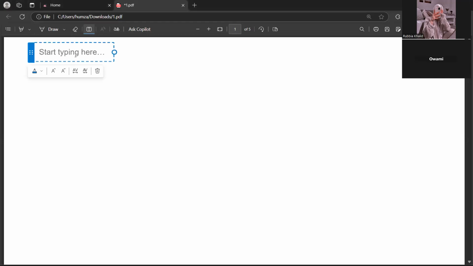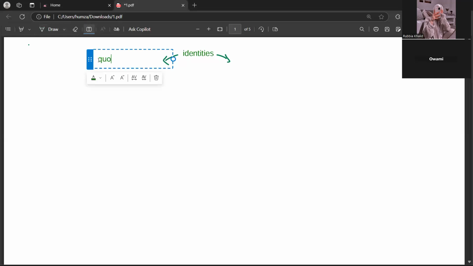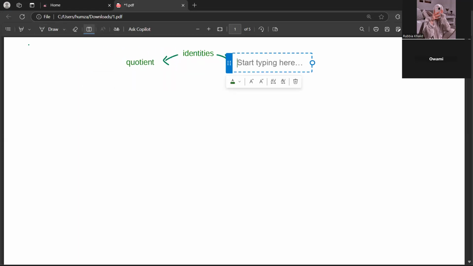Okay, so we are going to start with the identities today. We have two different types of identities. We have the quotient identity and we have the square identity. So we have the quotient and we have the square.